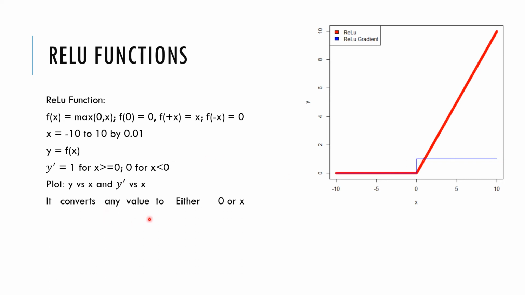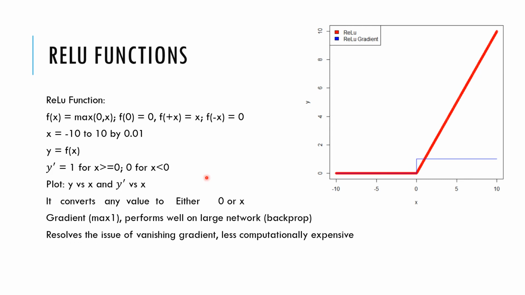So it converts any value into a number between 0 and x. Basically it takes either 0 or x, depending on the value of x. And the maximum gradient is again 1 here. For any value of x less than 0, it is 0. If greater than or equal to 0, it is 1. Then it resolves the issue of vanishing gradient, and it is computationally less expensive compared to sigmoid and tanh. So this is another good advantage of using ReLU.